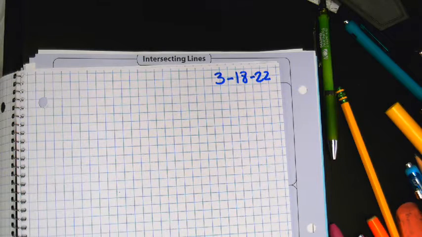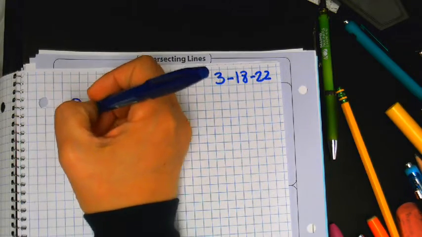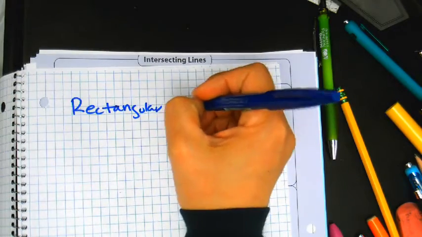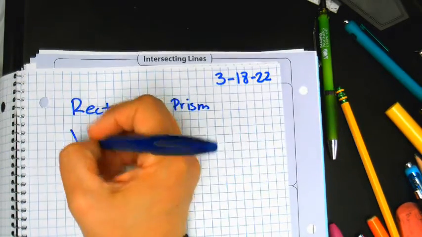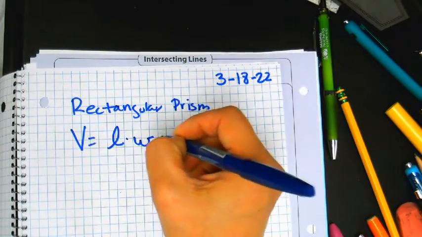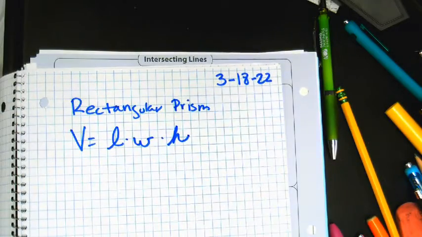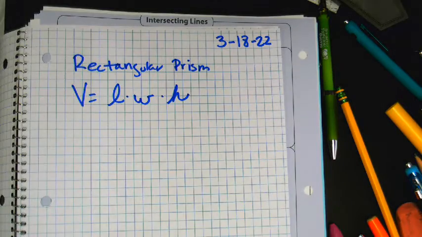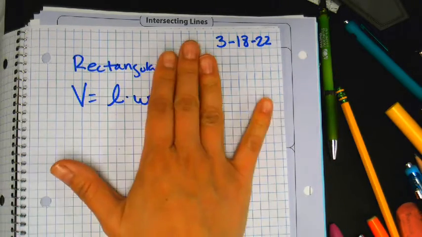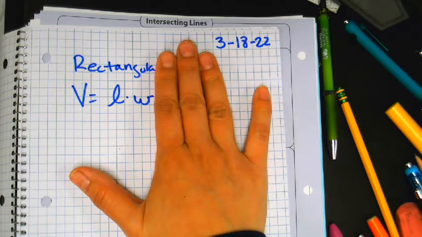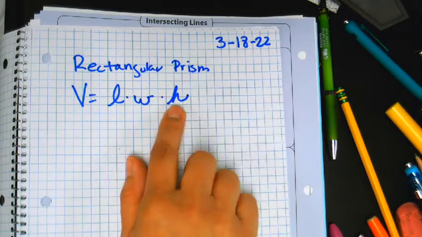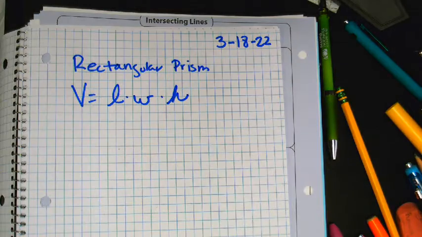All right, so rectangular prism. The volume is equal to length times width times height. When I have a rectangle and I do length times width, what is that? If I just do length times width, that's area, right? That's area of a rectangle or a square. So when I add a height, that's how we get volume.